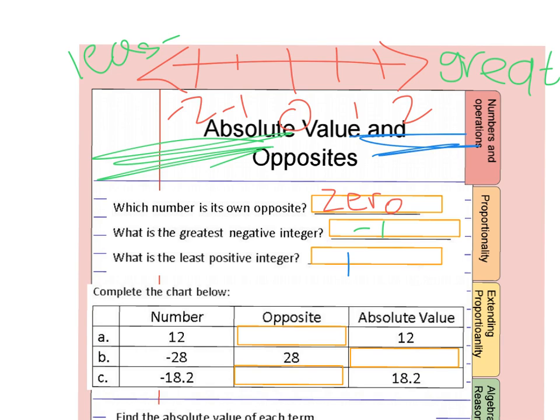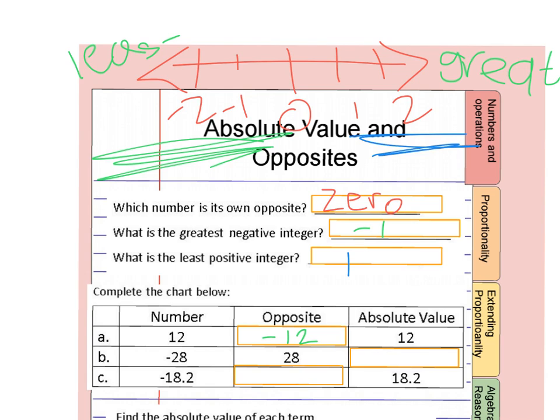Okay, now we're going to look at this chart here. It says complete the chart below. It gives us a number, a space for the opposite of that number, and a space for the absolute value. The number it gives us first is 12. The opposite of 12 is the same distance from 0, just on the other side of the number line, it's -12. -12 and 12 are both 12 spaces from 0, so they have an absolute value of 12.